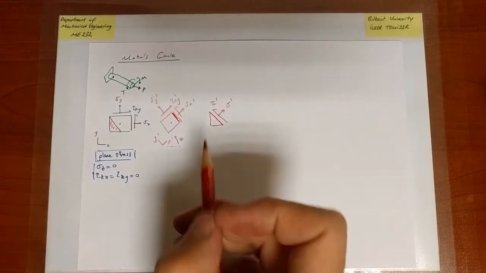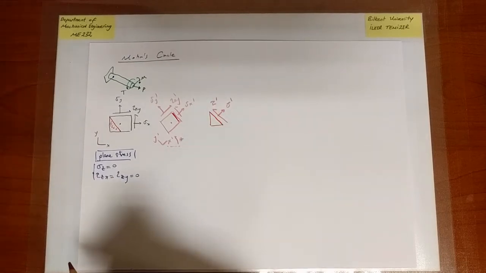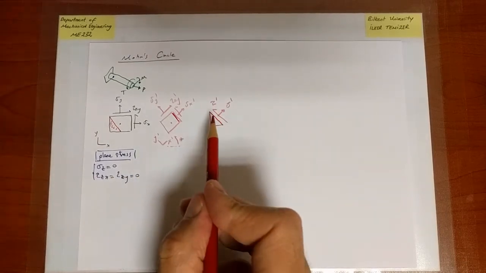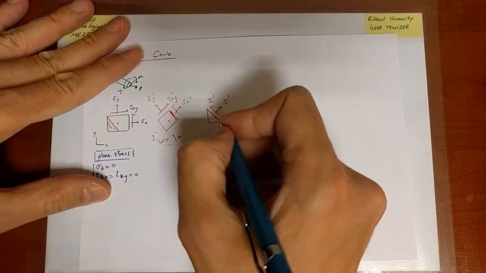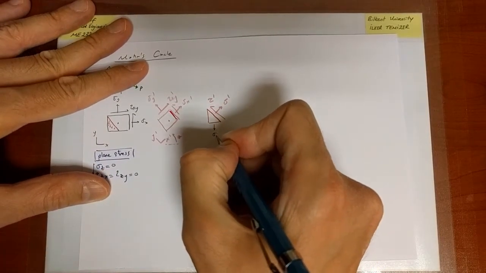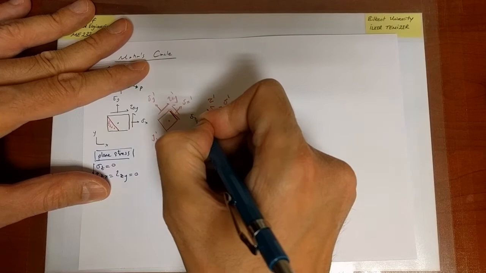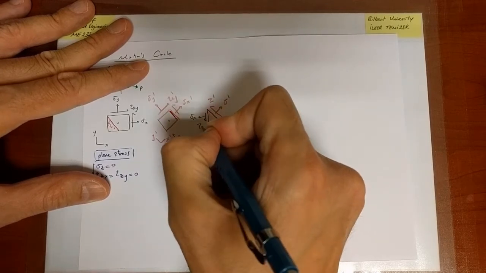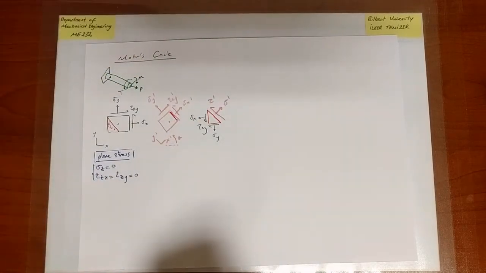Okay? So in general, there's a normal stress and a shear stress, and the way I get it is from the equilibrium of the forces. There is a sigma y, there is a sigma x, and there is a tau xy. And from that, I get everything that I need.